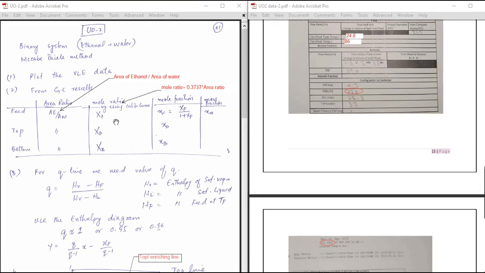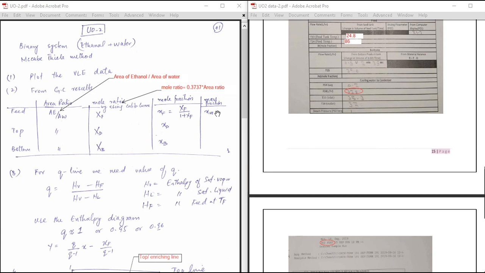Once you have converted the area ratios into mole ratios, you can easily convert the mole ratio into mole fraction by using the relationship: mole fraction is equal to mole ratio divided by 1 plus mole ratio. So you convert the feed, the top and the bottom mole ratios into mole fractions. You will also need to convert the mole ratio in the feed to mass fraction of the feed by using the average molecular weight of the mixture, because you will need it for the enthalpy diagram.